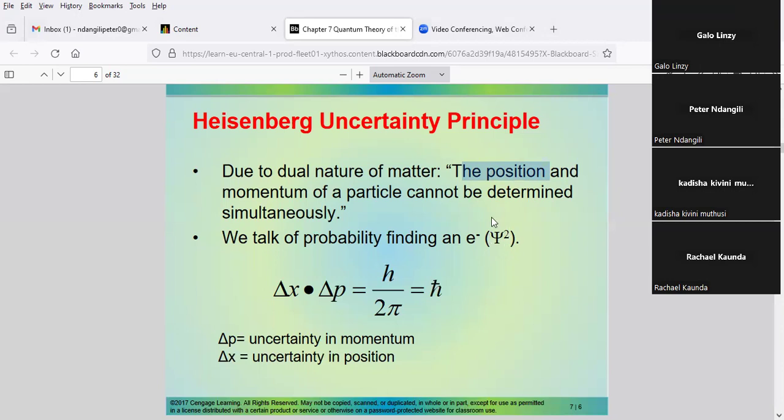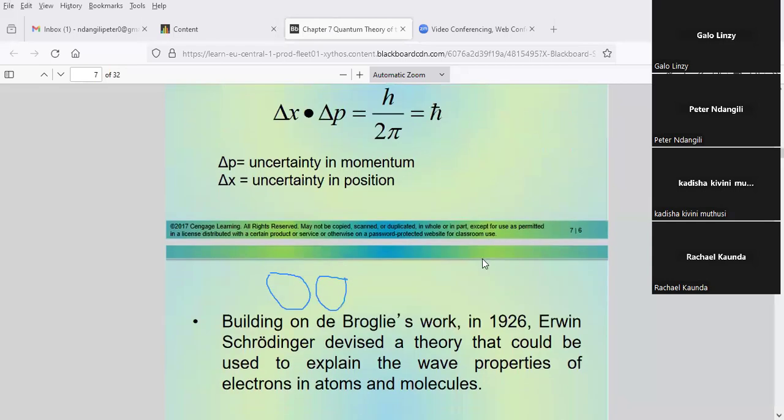And when we look at this in terms of the Heisenberg uncertainty principle, you can see we have this mathematical expression here: delta x, which is in terms of the position, and delta p, the change in momentum, is equal to h over 2 pi. And that is the mathematical expression of the Heisenberg uncertainty principle.